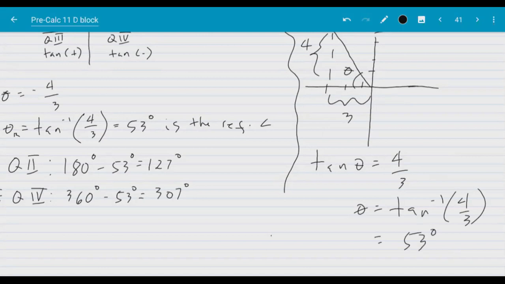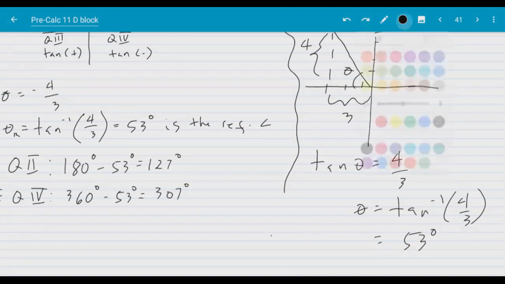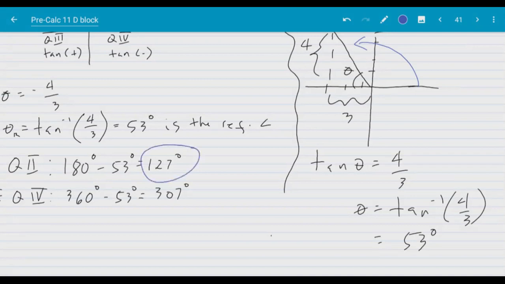Now, as you can see, guys, the theta that I have in this picture is in quadrant 2. The theta is not the angle in standard position. The angle in standard position would be the angle coming from here going that way. And since theta is 53 degrees, the angle in standard position would be 180 minus 53, which is why we got this. And then it's the same idea as you go to quadrant 4.